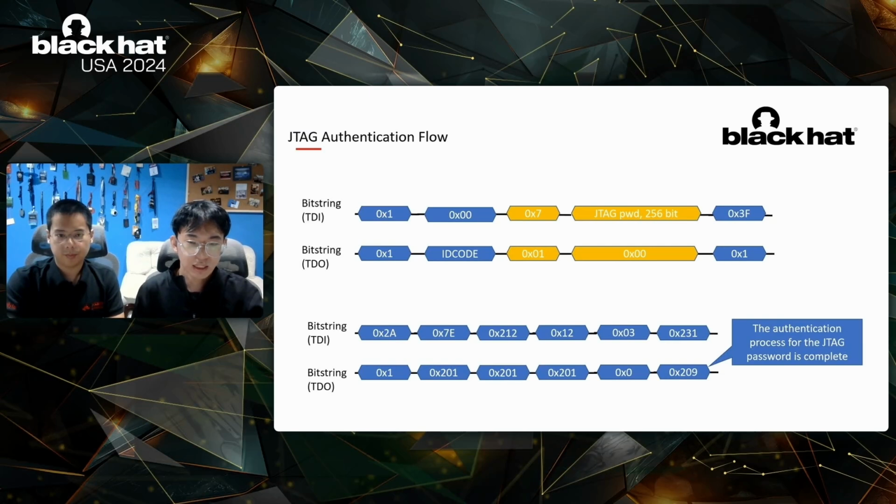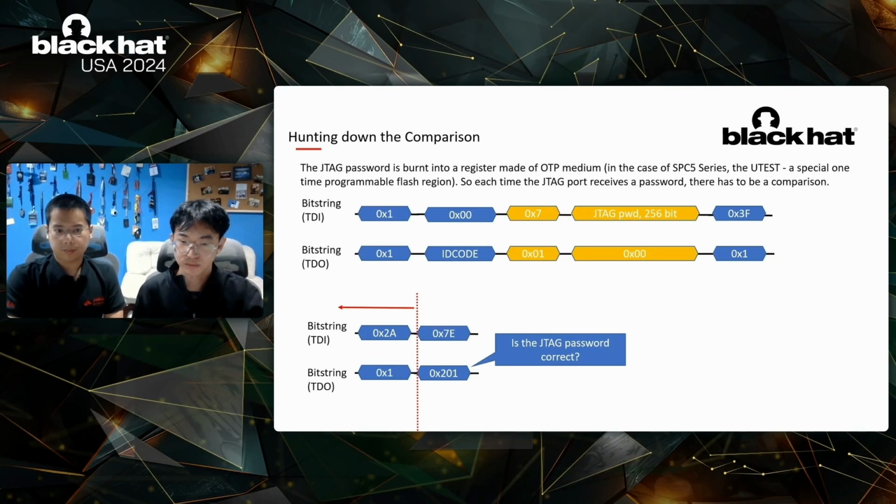It's worth noting that after the first JTAG authentication is successful and returns hex 201, a series of operations are performed without the need for further JTAG challenges. After the hex 3 instruction, it will also return hex 209. After that, if another JTAG authentication is successful, it will directly return hex 209 after the hex 2A instruction. If it fails, it will return 0.